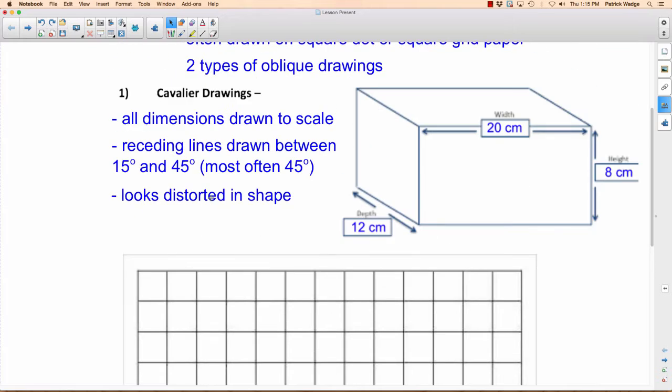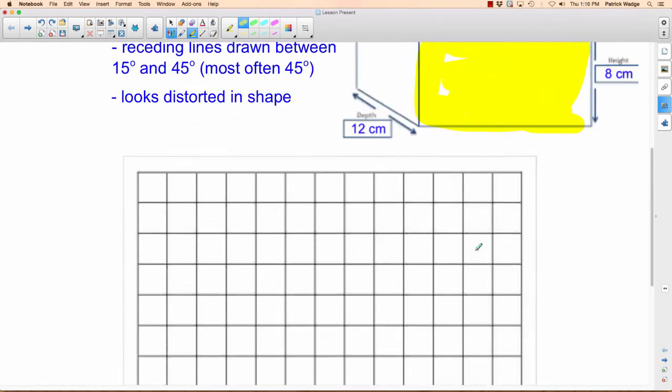Okay, so here we go. We're going to take this box right here, and we're going to make a Cavalier drawing of it. The first thing we have to do is focus in on the front face, and I'm going to make this the front face, right? This right here. And I need to do it to scale. I don't want to go 20 by 8. I don't really want to go 20 across because I don't have that much.